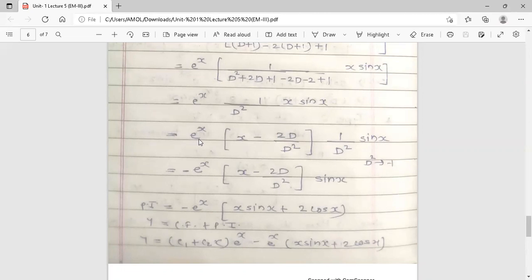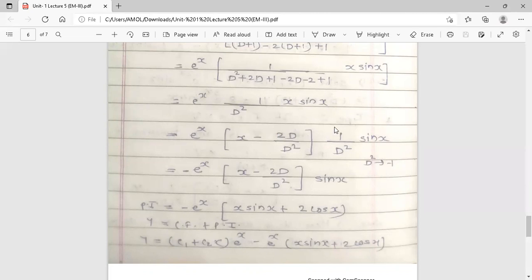E raised to x as it is, because the exponential function stays as it is. Now solve for x into v. The formula is x minus phi dash of d. Phi dash of d means derivative of d square. Derivative of d square is 2d. So write in numerator 2d upon d square, because phi dash of d upon phi of d. Phi of d is d square. So write in denominator d square.